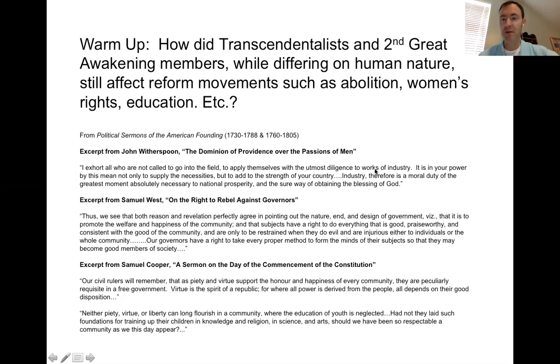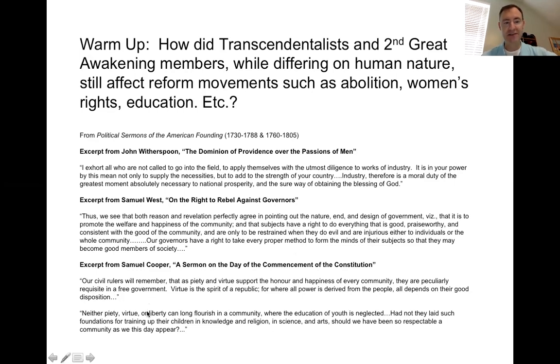Guys, developing people of virtue. "It is your power by this means not only to supply the necessities, but to add to the strengths of your country. Industry, therefore, is a moral duty of the greatest moment, absolutely necessary to national prosperity and the sure way of obtaining the blessing of God." Okay, so he is bringing into it, guys, this idea of religion and how this moral thinking plays into your daily life. Industry is essentially, guys, work ethic, you could say, etc.